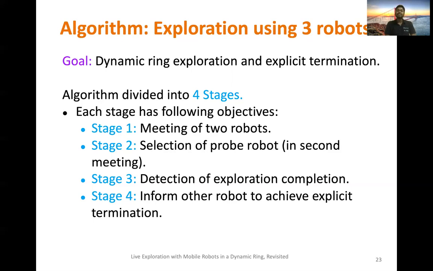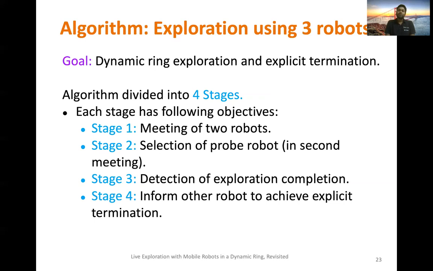So then in stage 3, what we want is the detection of exploration completion. In stage 3, the exploration is completed, and this must be detected by some robot. Otherwise, there will be no termination, and that's an important requirement of this exploration.